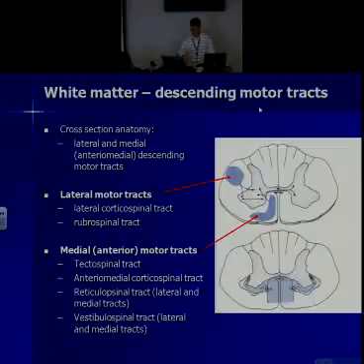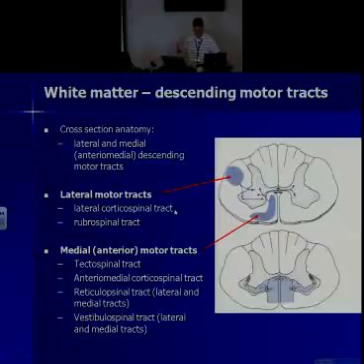So we're going to look at the descending tracks first. As I said, take-home message, there are two groups you need to memorize: this lateral group and this anterior or anterior medial group. The lateral group consists of the lateral corticospinal tract and the rubrospinal tract. They should ring a bell from some of our discussion of the cerebellum. Lateral corticospinal tract, put a little star next to it and say, need to know pathway.